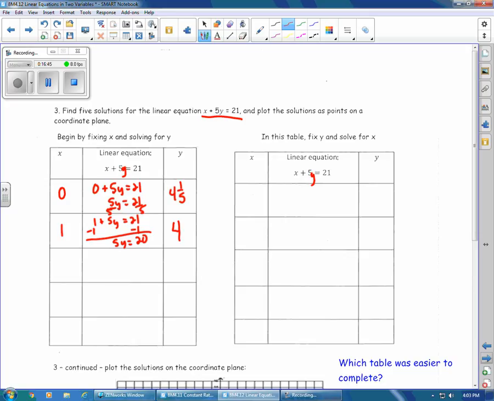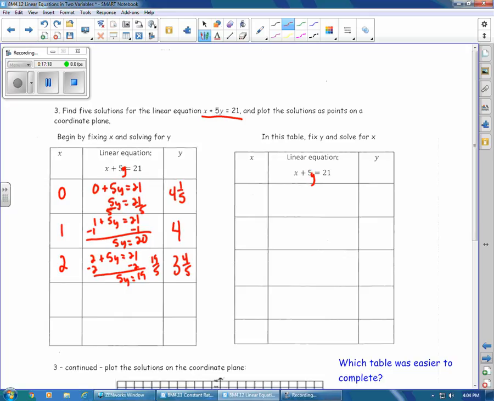Let's see, if I go up by 1 again, I'm trying to keep my math easy, remember? So 2 plus 5y equals 21. Subtract 2 from both sides. 5y equals 19. Ooh, 19 divided by 5, 19/5. So I've got 19/5. That's kind of ugly. That's about 3 4/5. I'm not finding this particularly easy, are you? What would make this easy?